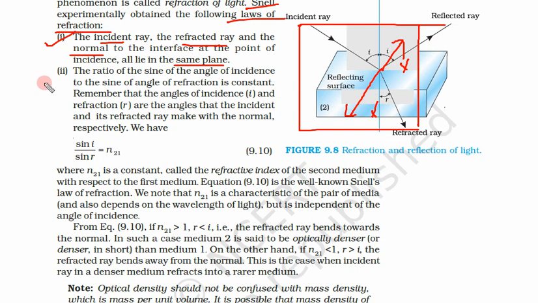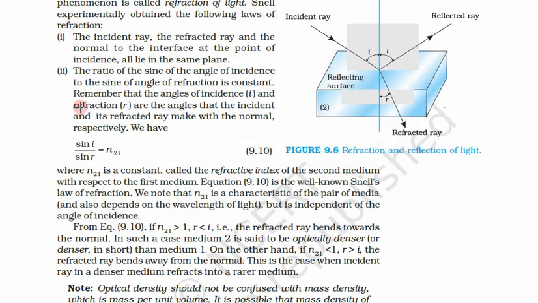Now the second law is that the ratio of sin i to sin r is a constant, and this constant is called the refractive index. The ratio of the sine of this angle i and the sine of this angle r is a constant which is called refractive index, and there are two numbers written, 2 and 1. That means the refractive index of the second medium with respect to the first medium.